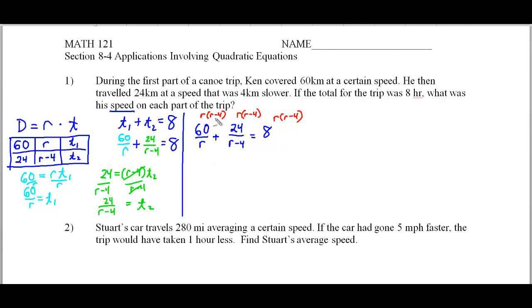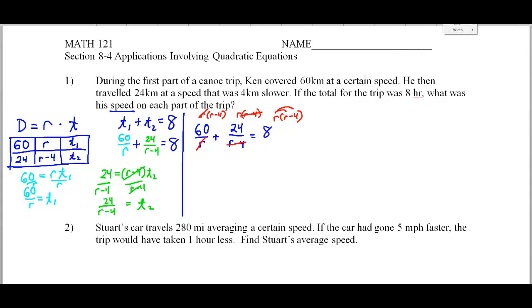Since we've multiplied everything by r and r minus 4, which is a legal step, this allows us to do some canceling so the denominators get removed. R divided by r is 1, r minus 4 divided by r minus 4 is 1, and this 8 is going to get multiplied by the quantity of r times r minus 4.